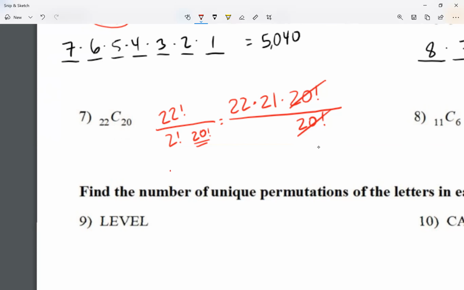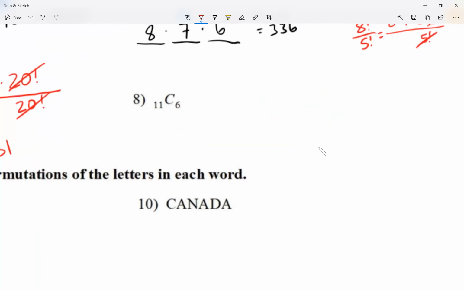However, I still got this 2 factorial here. So 2 times 1. So I'm going to go 22 times 21 divided by 2. My answer here is 231. Okay. Take a look at number 18.